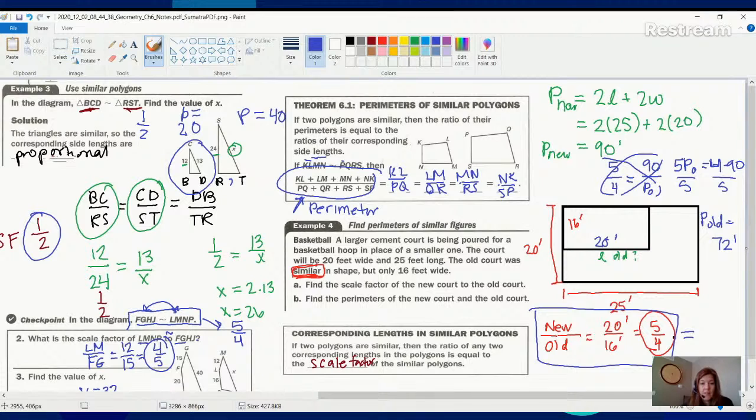So that's similarity. Remember similarity, 2 things. Angles have to be congruent. The side lengths have to be proportional, right? So that is similarity. I'll make a video for 6.4, but that one should be much faster than this one.